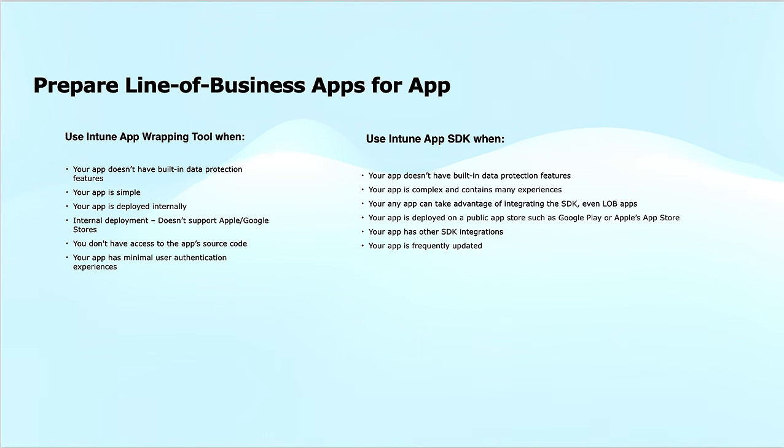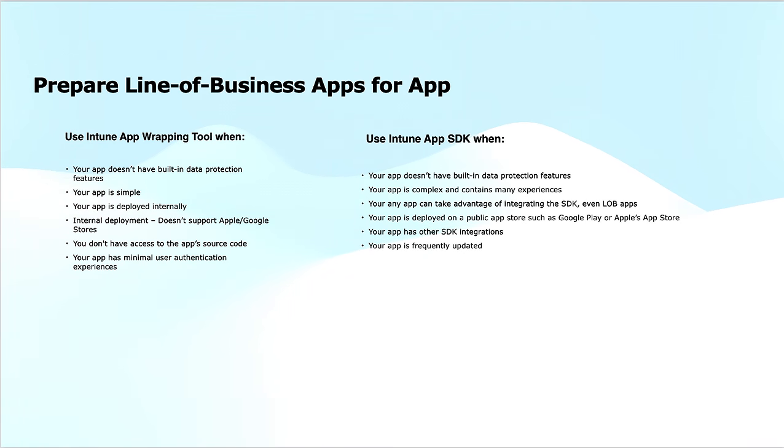If I highlight some of the key features of each tool, first let's see the Intune App Wrapping Tool. It's a kind of wrapper. It is for simple applications. If your application's architecture is simple, it is easier to wrap, and it is a less time-consuming process. It's a simple and short process.